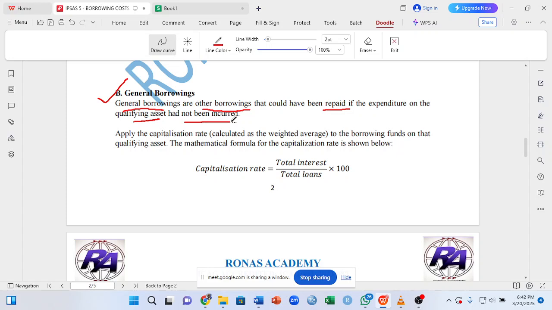And when it comes to general borrowings, the first thing you need to ascertain is the capitalization rate. If you check the standard, the cost is the weighted average rate. So you need to get the weighted average rate, or the capitalization rate. Reason being that the loan facility does not emanate from just one loan, but from different loans. And since it's from different loans, you are expected to get one rate that you're going to use to do your capitalization. And how do we get a rate? Mathematically, you just pick the total interest, then you divide by the total loan, and you multiply by 100, and that gives you the capitalization rate.